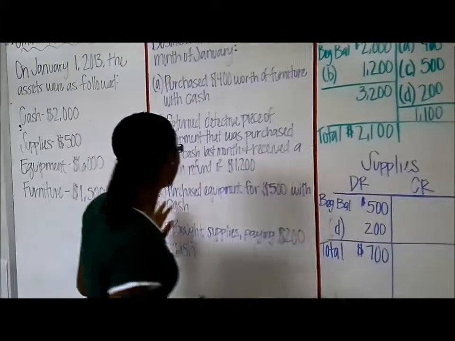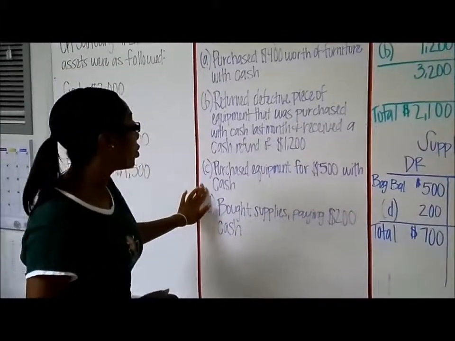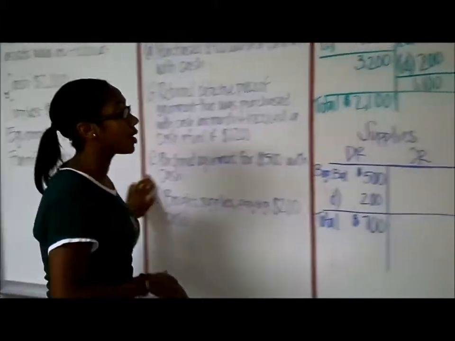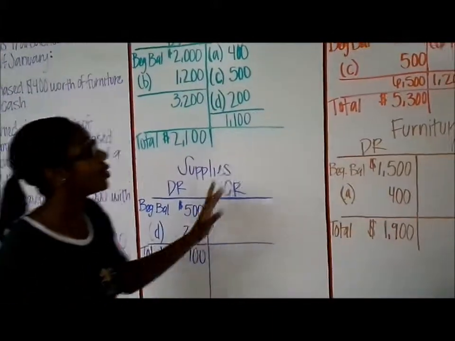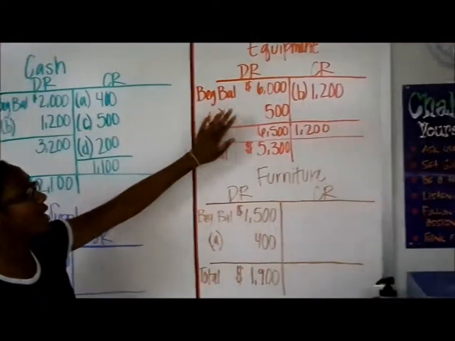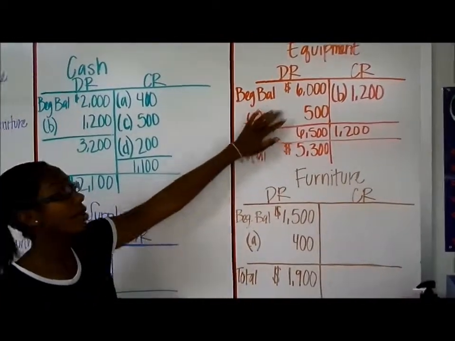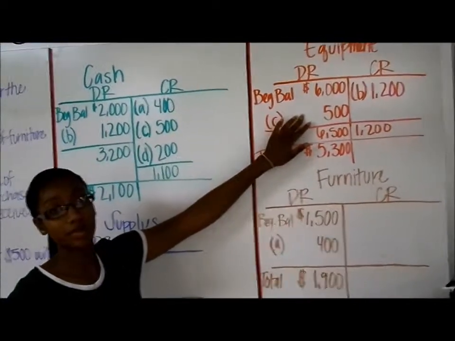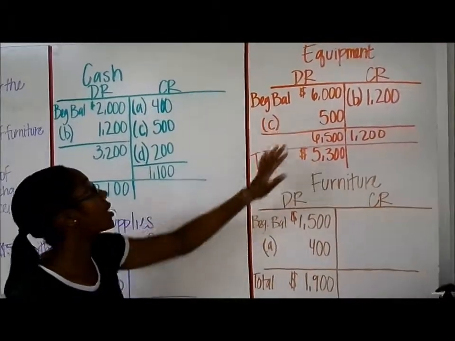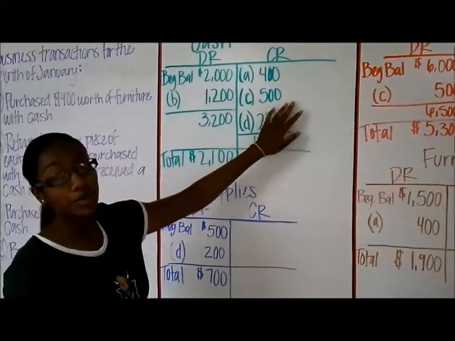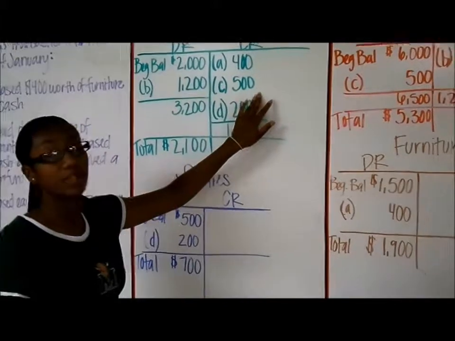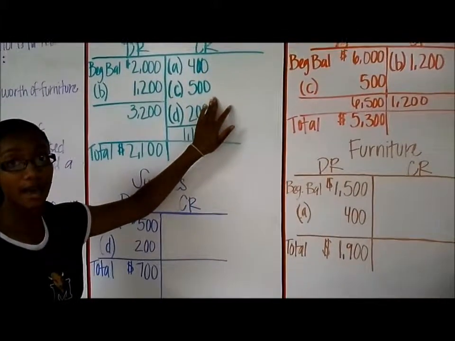Now the third transaction is you purchase equipment for $500 with cash. So in this transaction, you will increase equipment, so you put it on the debit side of the T account for $500 because you purchased more equipment. And it would be a decrease to cash, so you would put it on the credit side of the T account because you purchased the equipment with cash.